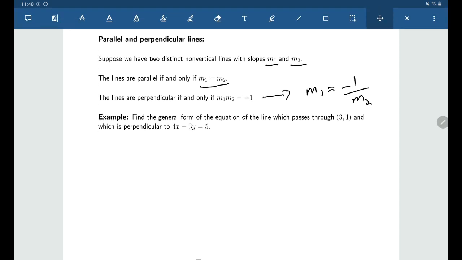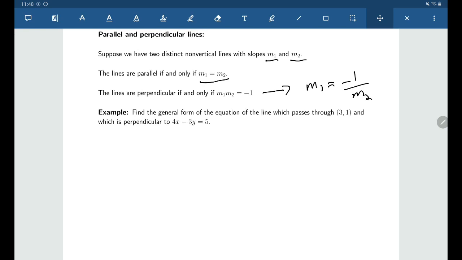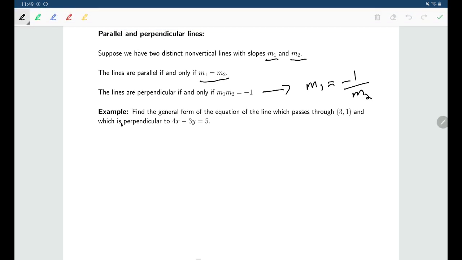So here we have a point, (3, 1), and we want this line to be perpendicular to 4x - 3y = 5. We want it to be perpendicular to this line, so the first thing we need to know is, what is the slope of this line?